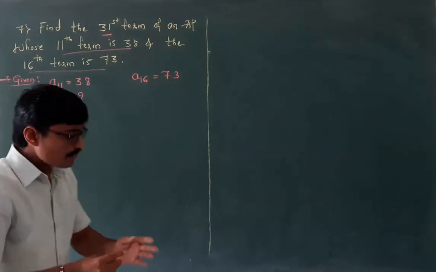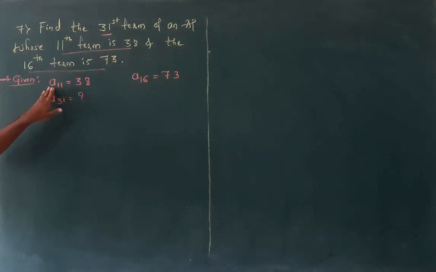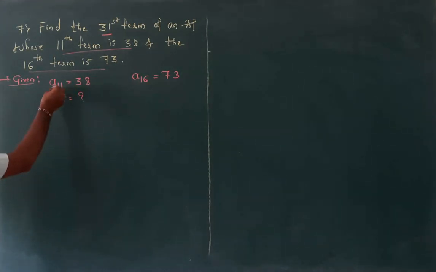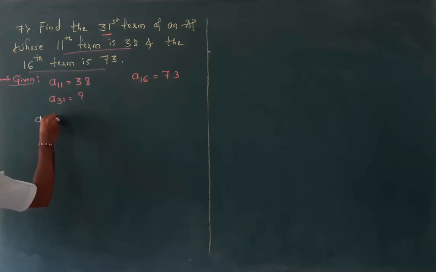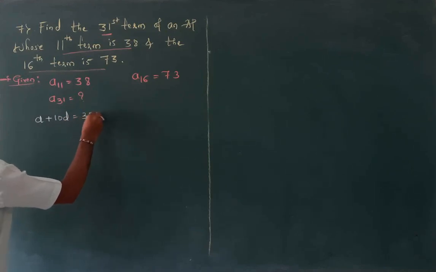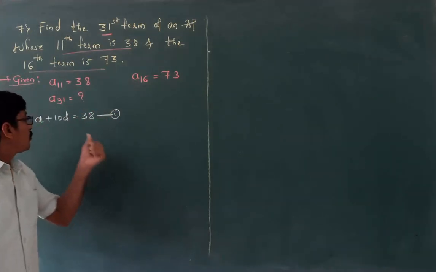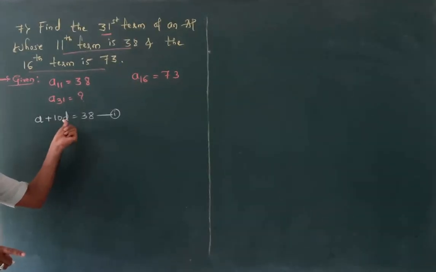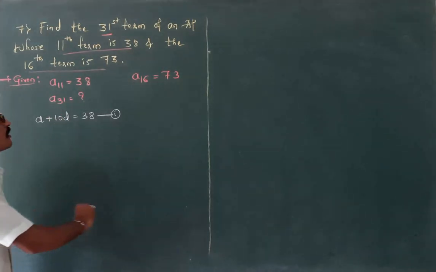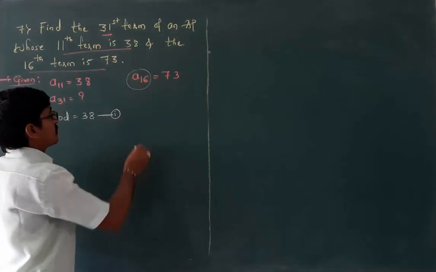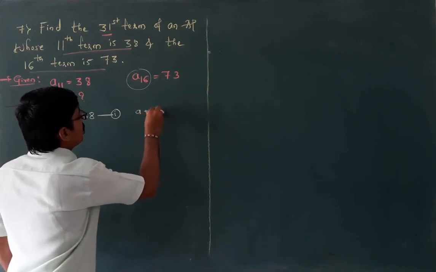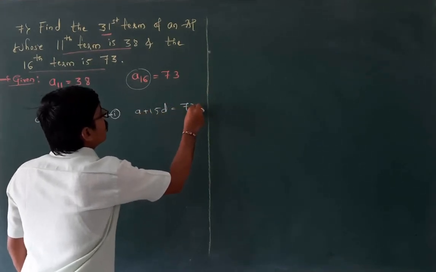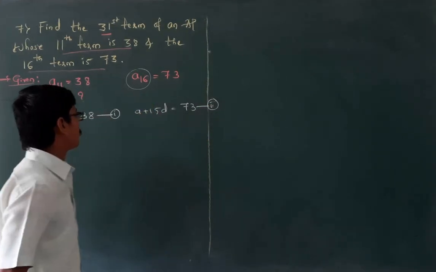See, I will take this one. A11 is equal to 38. So the 11th term can be written as a plus 10d is equal to 38. Call this equation number 1. A16 can be written as a plus 15d is equal to 73. Call this equation number 2.